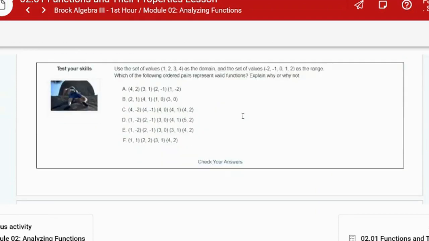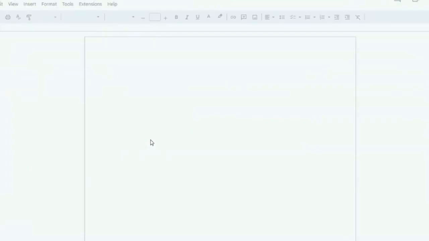All right, so here's a test your skills. This is a chance to see if you know what you're doing. Use the set of values 1, 2, 3, 4 as the domain, which is the x's, and -2, -1, 0, 1, 2 as the range, which is the y's. Which of the following represent valid functions using these numbers? And so it gives you this. Then hit this little check your answer. It'll open up a separate Google Doc to check your answers. So you can do these things and check yourself, just like in the other curriculum.